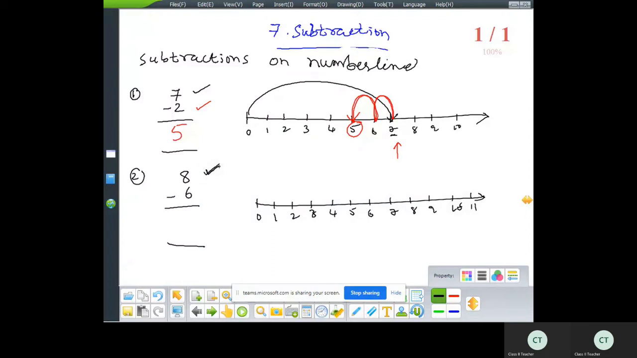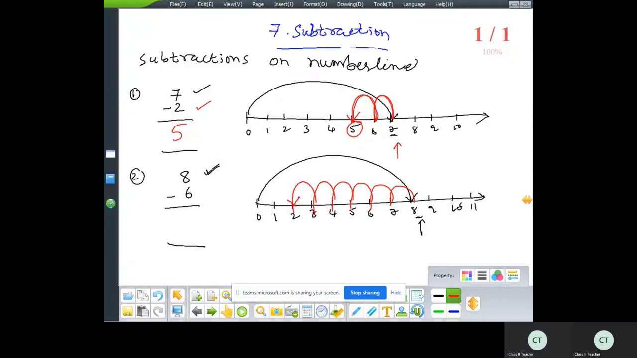Why? 8 is a bigger number. Yes, here 8 is there. From 0 to 8, draw an arrow. From 8, we subtract 6. Starting from 8, we move back. We move backward with 6 steps. 1, 2, 3, 4, 5, 6.